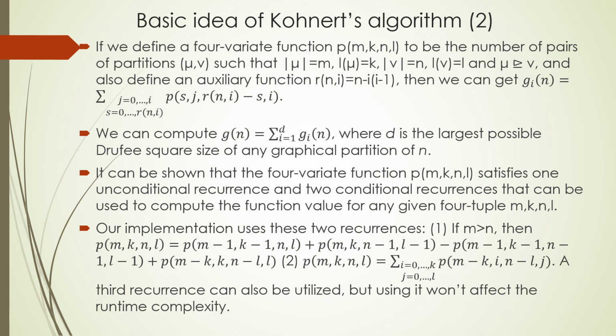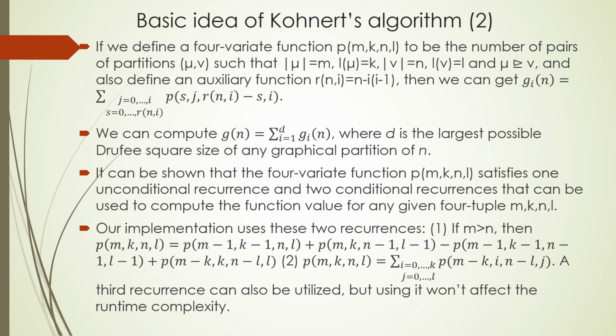And of course, since a given partition of n will have a Durfee square size from 1 up to d, where d is the largest possible Durfee square size, the final formula for Gn is like this. So we only need to calculate the function P(m, k, n, l) for arbitrary inputs. Then we are able to calculate the function value Gn as a finite sum of these function values.